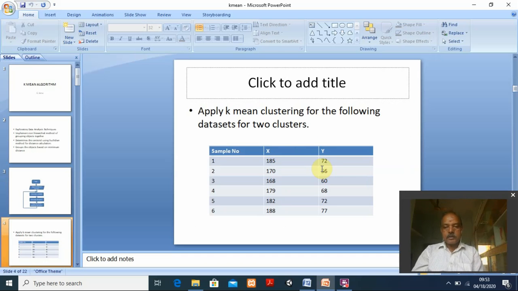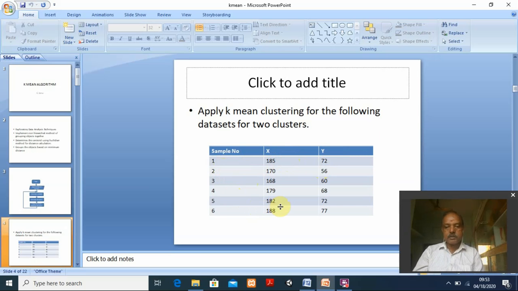Now let us apply our K-means clustering to the following data sets for 2 clusters. First one, we have sample number 1, that is 185 on the x-axis and 72 on the y-axis, then sample number 2, sample number 3, sample number 4, 5, 6. These are the data sets available.